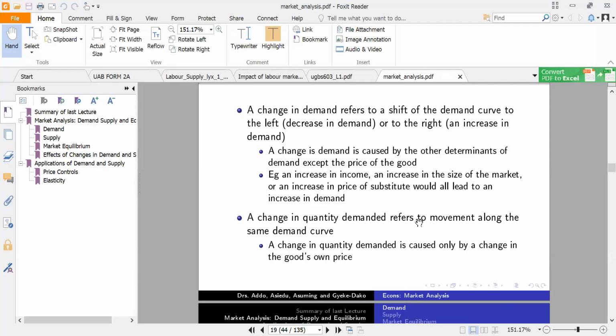Oh, oops, I've forgotten that I erased that. Okay, so that graph where we moved from 10 cities I'll buy zero, 7 cities I'll buy five. That is a change in quantity demanded because price is changing. If it's as a result of a change in income, then the demand curve itself will shift to the left or to the right. So a change in quantity demanded refers to movement along the same demand curve, and it is caused only by a change in the good's own price. That distinction should be very clear to you.